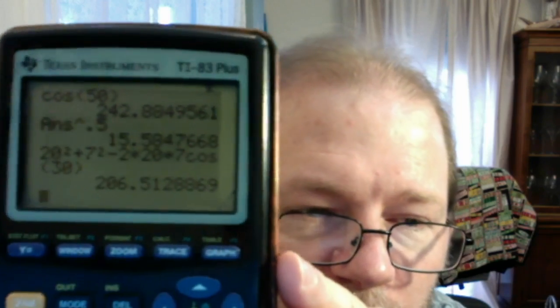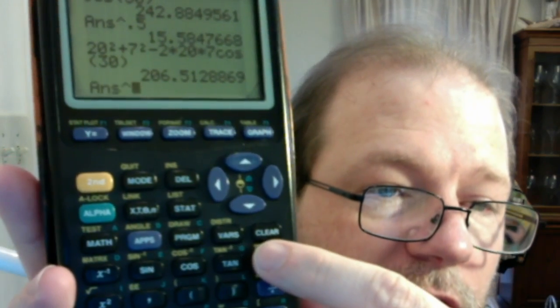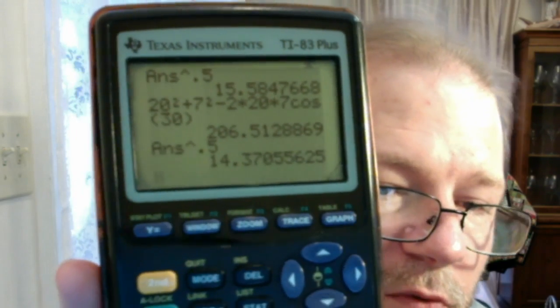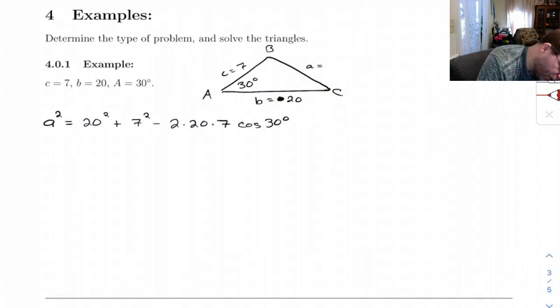So we need to take the square root of this. To me, the easiest way to do that is to just take this and raise it to the half power, raise it to the 0.5. That gives me 14.37. So a is 14.37.